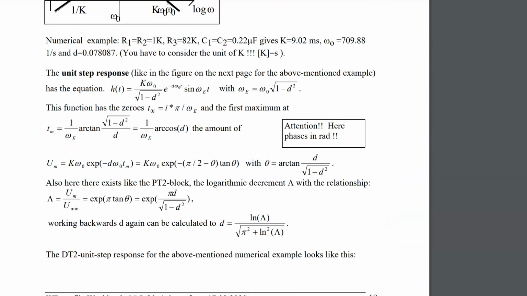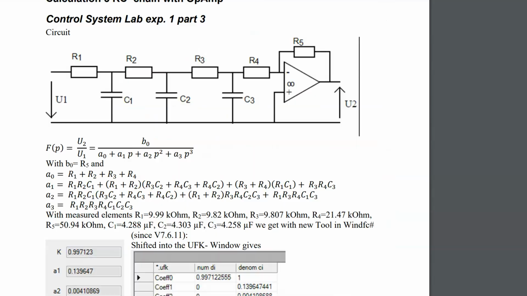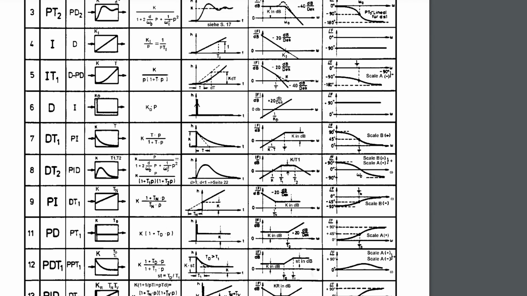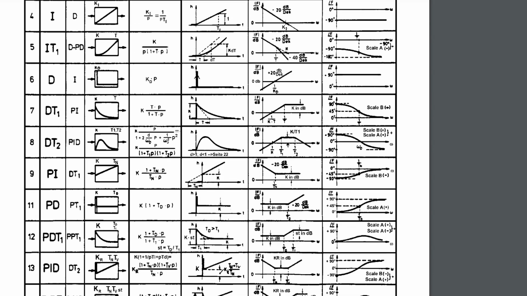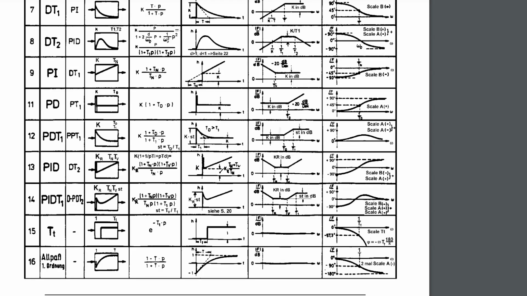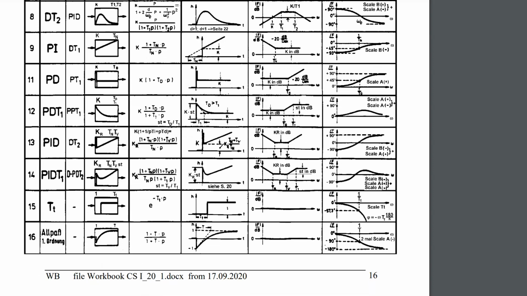Page 16, in the PIDT1 row, we have here row 14. You see, this is a construction we have done already. This is a step response. This is a transfer function. Here you see the summing form and the Bode form. And here you see the phase curve.